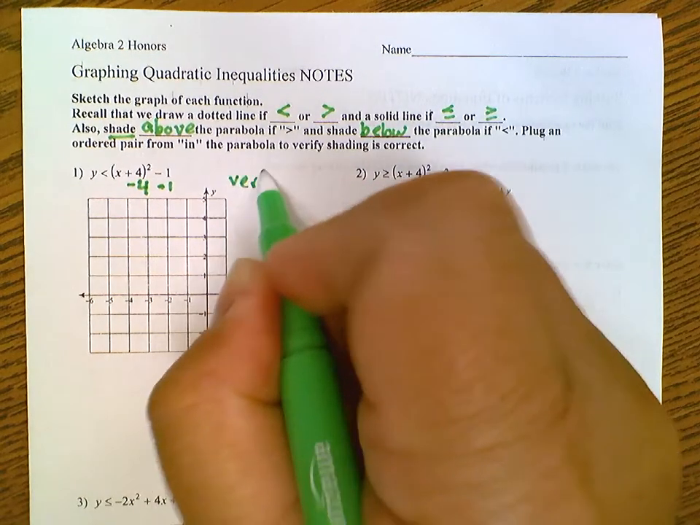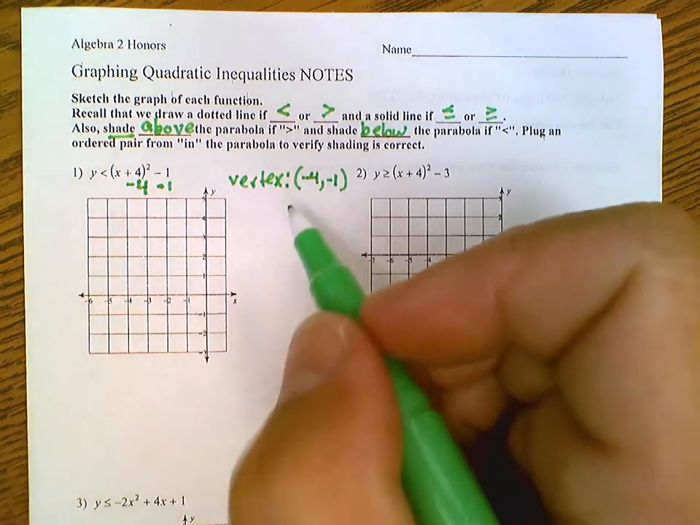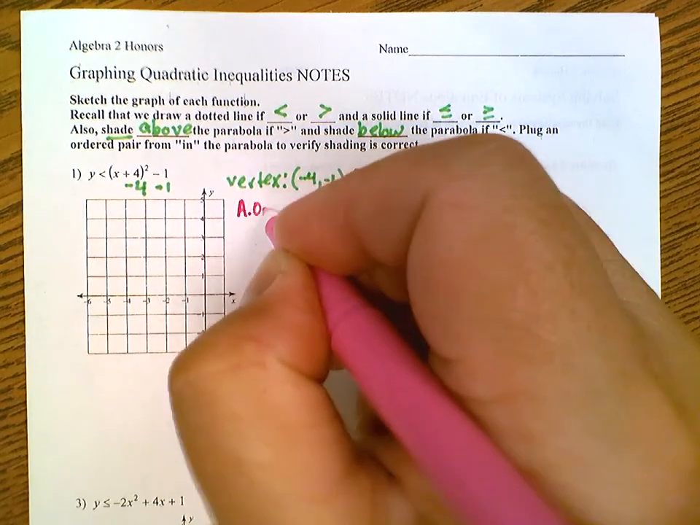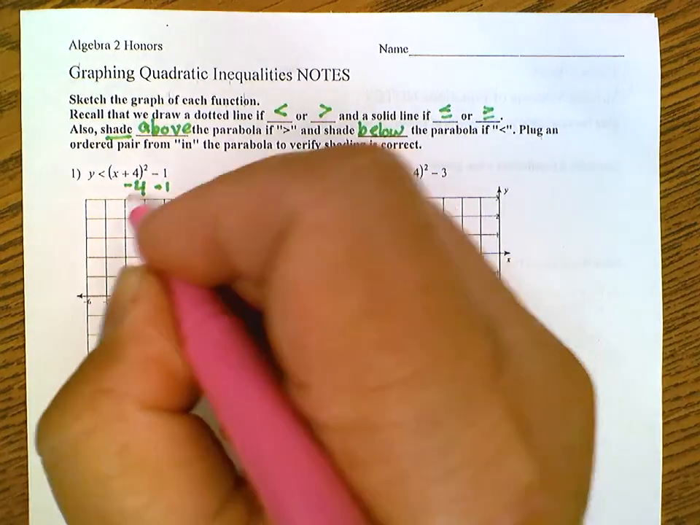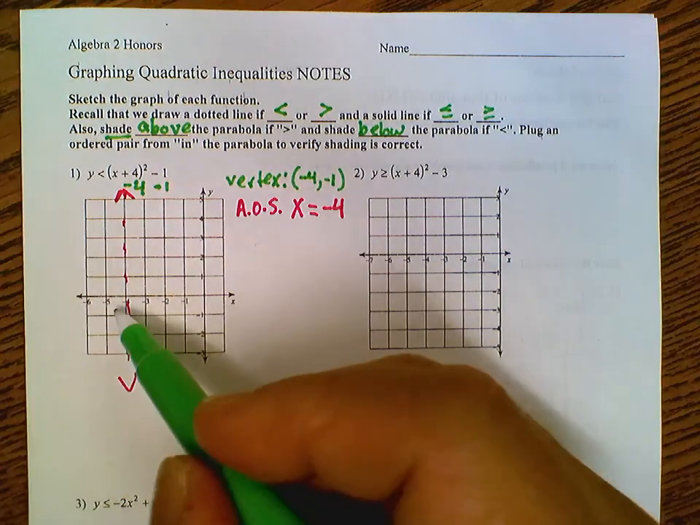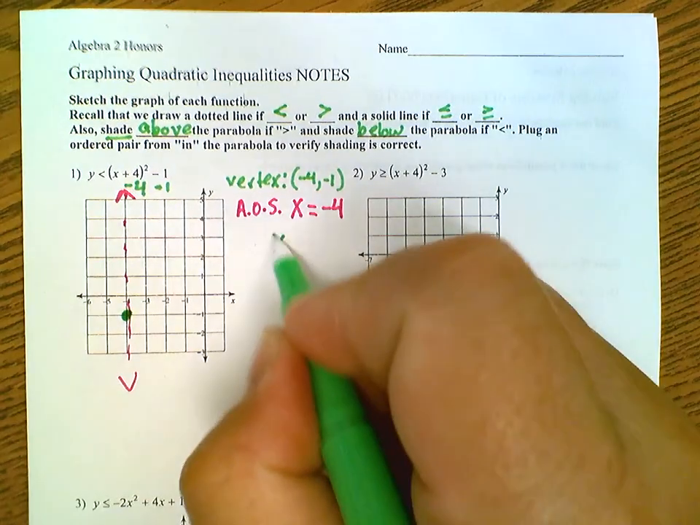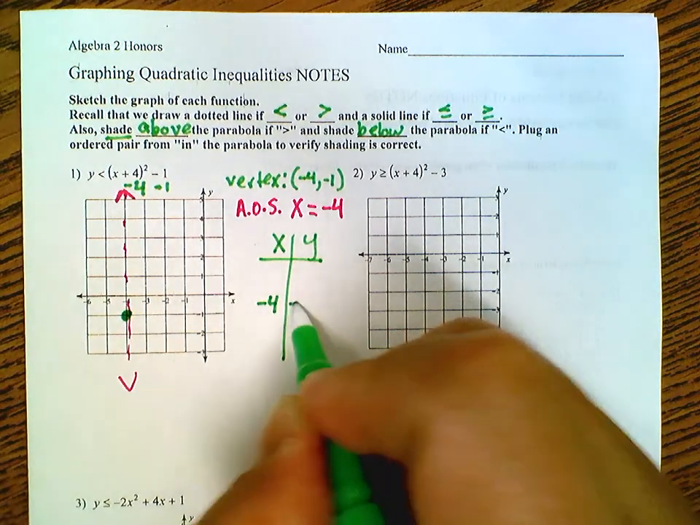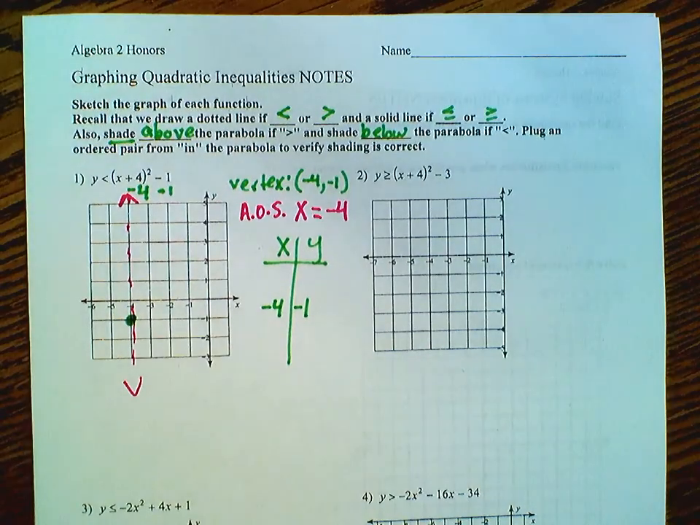So my vertex is -4, -1, which means I also know my axis of symmetry. It's x equals -4. So I can get started graphing that now. There's my axis of symmetry through -4, and -4, -1 is my vertex. So to get another couple of points, I can use my table. I put my vertex in the middle, and then I use points that are on either side.